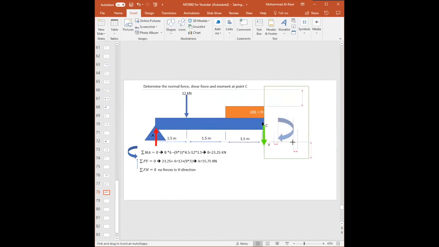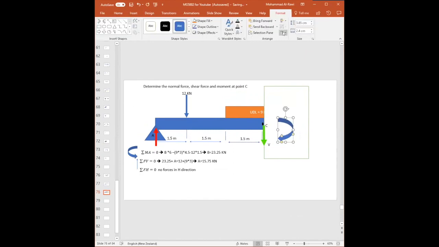And that moment, I will assume it to be going in that direction. So let me rotate it. That moment should be in that direction. This is technically the cut. Again, I'll explain this again. This is an imaginary cut, it's not a real cut. We cut it just to understand what's exactly happening at point C.